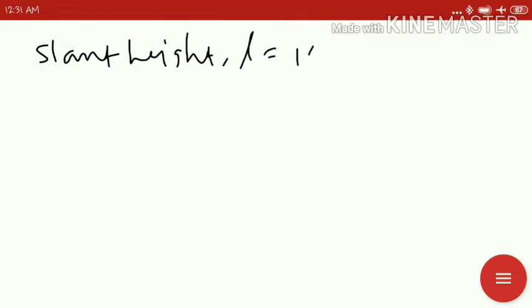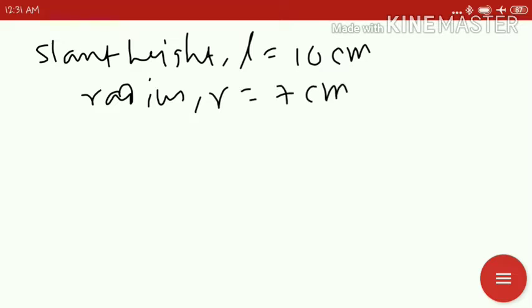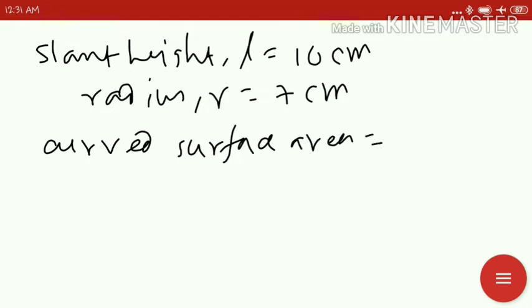So here we can see that the slant height, that we denote by L, is given as 10 centimeter, and the radius of the right circular cone is given as 7 centimeter. But we need to find out the curved surface area. And what is the formula of the curved surface area? As I have told, the formula is pi r l, and you can see that the values of r and l are already given.